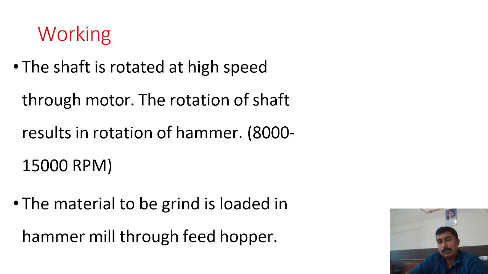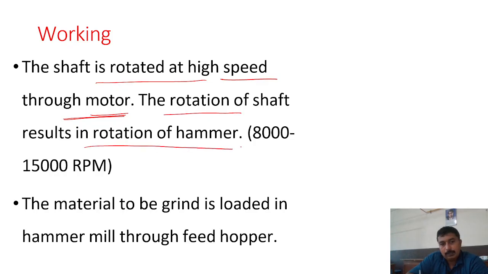Let's see the working. Working is very easy. The shaft rotates at high speed. Who operates the shaft? The shaft is operated by a motor. The shaft rotates at high speed and results in rotation of the hammers. What about the rotational speed? The rotation per minute (RPM) of the shaft is 8,000 to 15,000 RPM. The shaft rotates at high speed, and this rotation results in breakdown of the powder particles.